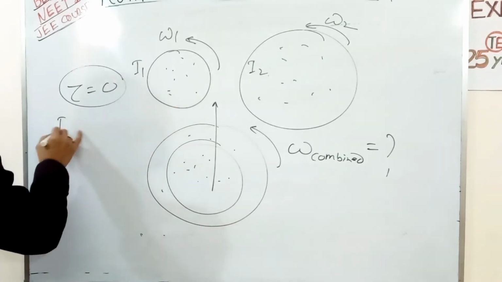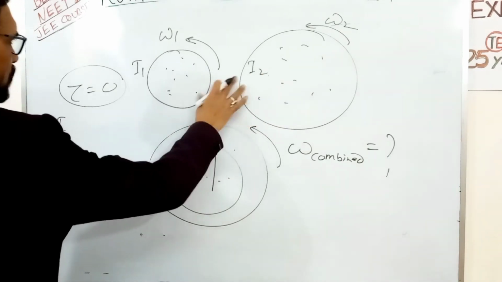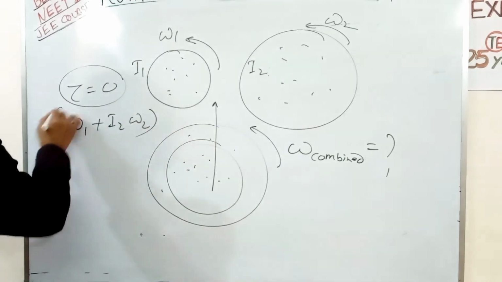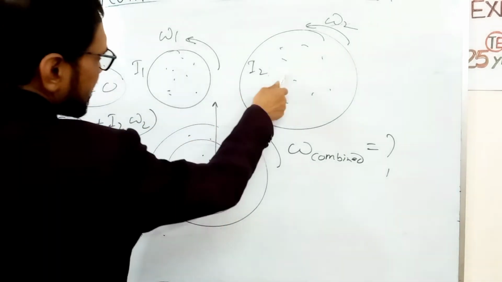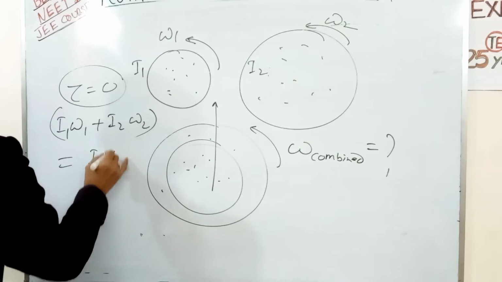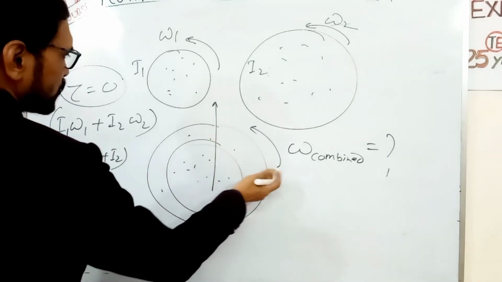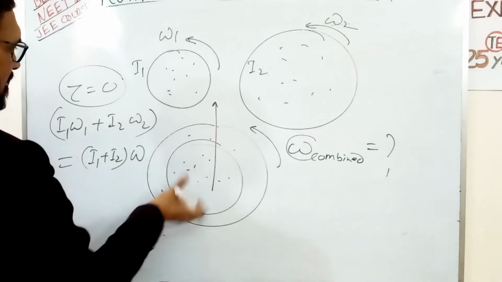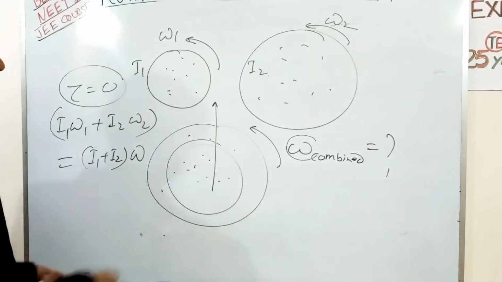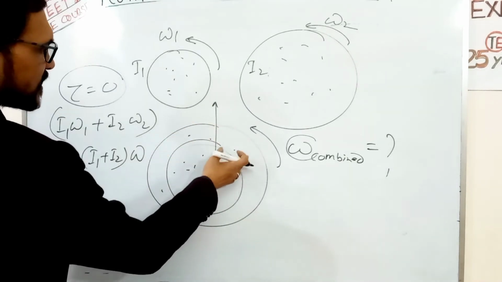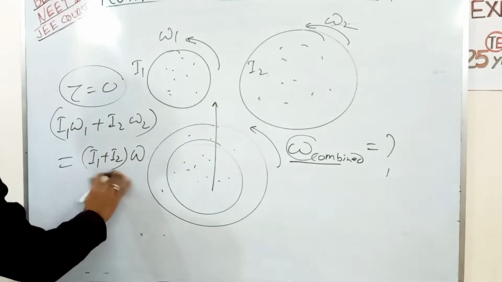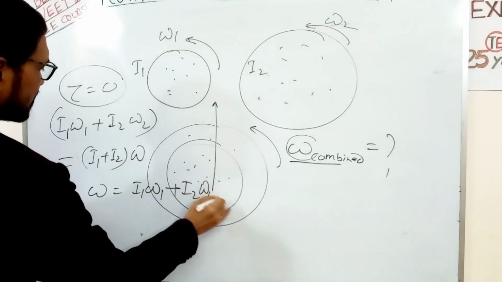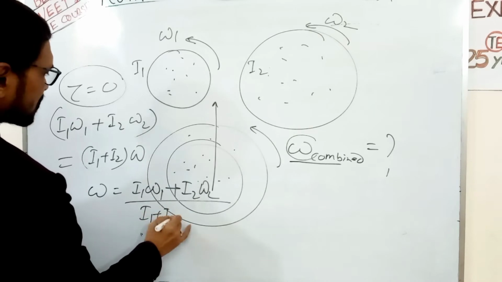So initially, before placing, the total angular momentum of the system is I1 omega 1 plus I2 omega 2. This is initial, and in the final state the moments of inertia are added. Moment of inertia is a scalar quantity, so this is added. Now the two disks move with a common angular velocity, not different. The two disks adjust themselves due to friction and rotate with a common angular velocity. So this equals I1 omega 1 plus I2 omega 2, divided by I1 plus I2. So this is the answer.